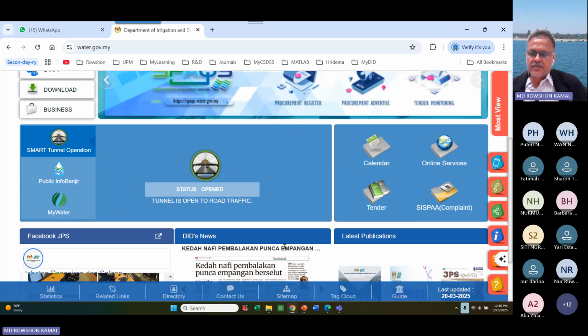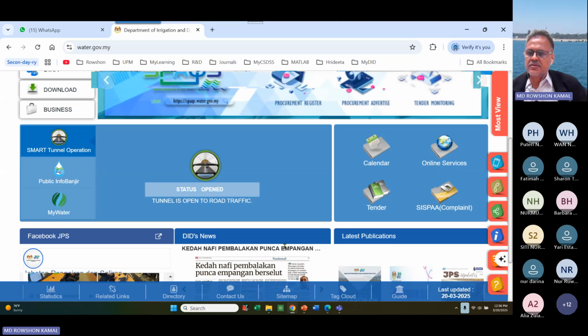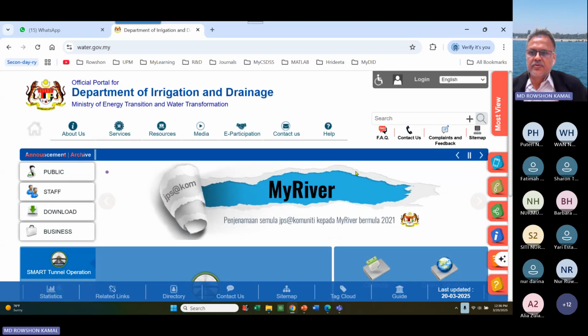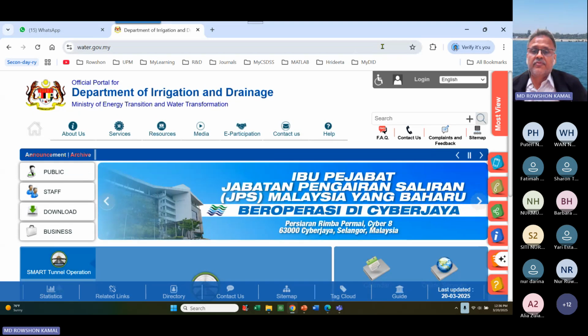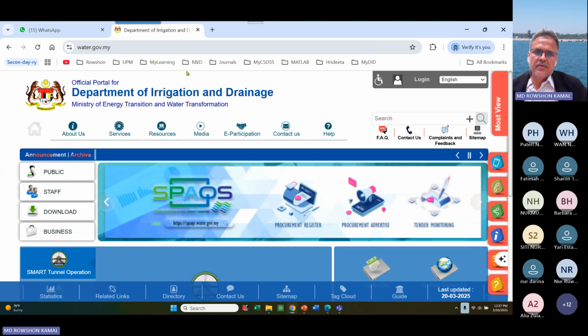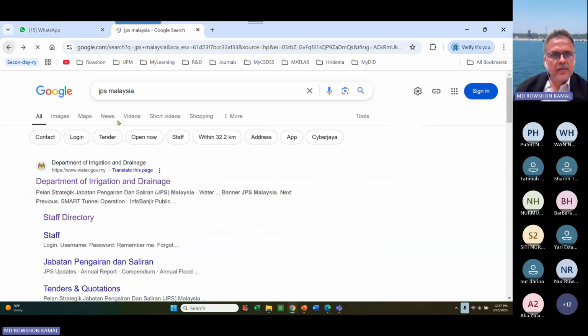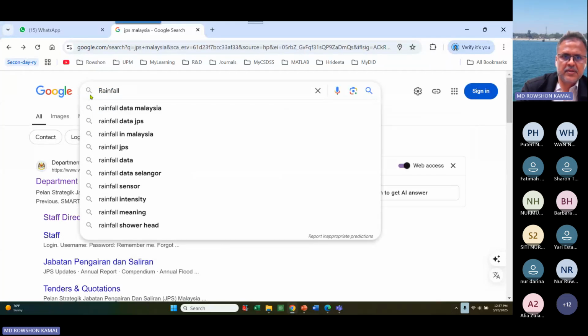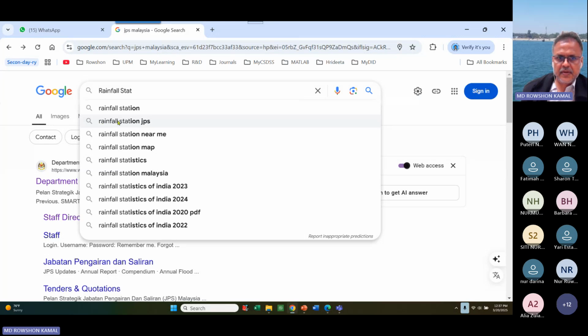Okay, so data is normally free for academic or university students. So from the JPS you can find all data. You can find the recorded data throughout Malaysia. There are many rainfall stations. If you want to see the rainfall stations in Malaysia, you can search. Nowadays, it is easier. You can search rainfall stations JPS, or rainfall station map, rainfall station Malaysia.